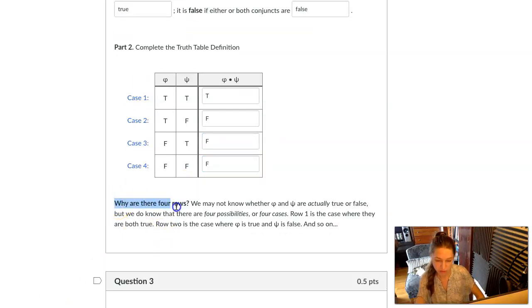Why are there 4 rows and not 2? Because we have 2 statements, right? There's 2 parts, 2 conjuncts, 2 statements, and we don't know whether they're true or false. We just know that each one is either true or false, and there's 4 combos. They're both true, one or the other, both false.